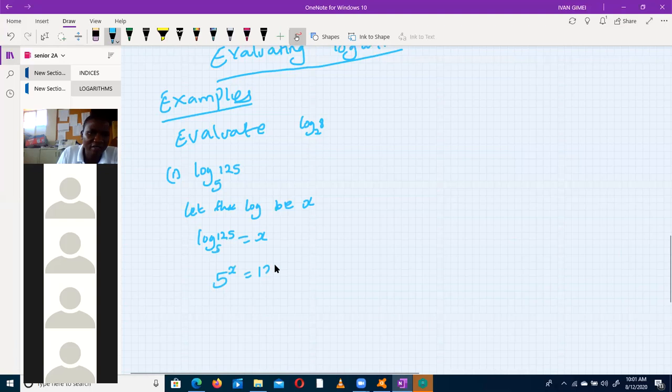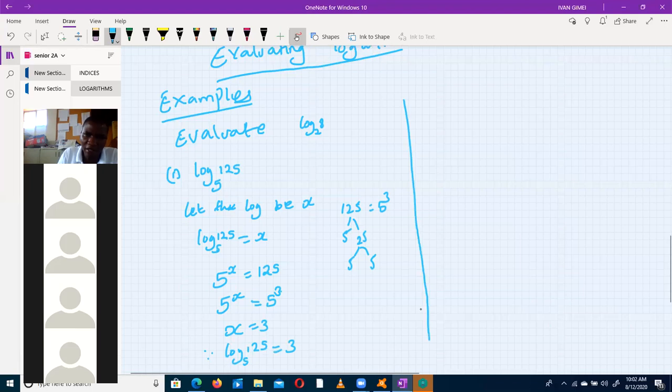Then we prime factorize 125. 125 is 25 times 5, which is the same as 5 cubed. That means that 5 power x will be the same as 5 cubed. Where there is 125, we put 5 cubed. So from here, we can simply say x is equal to 3. Therefore, we conclude that the log of 125 to base 5 is the same as 3. That clear now?